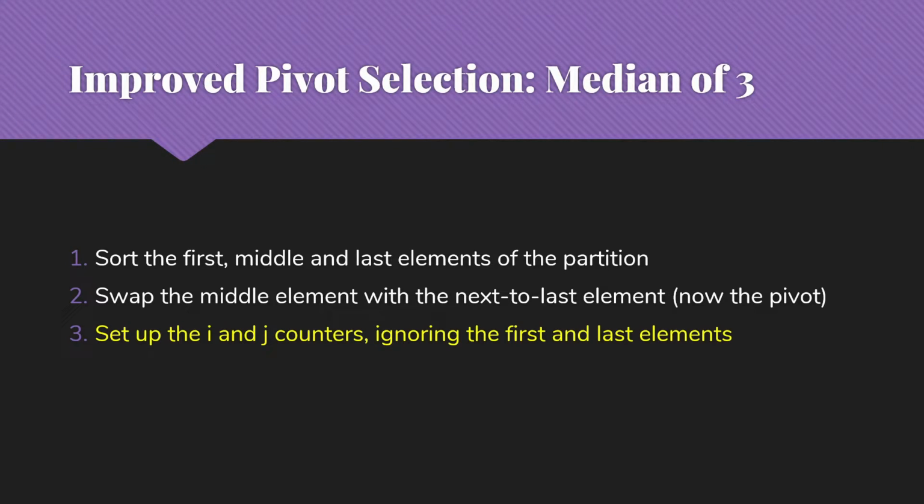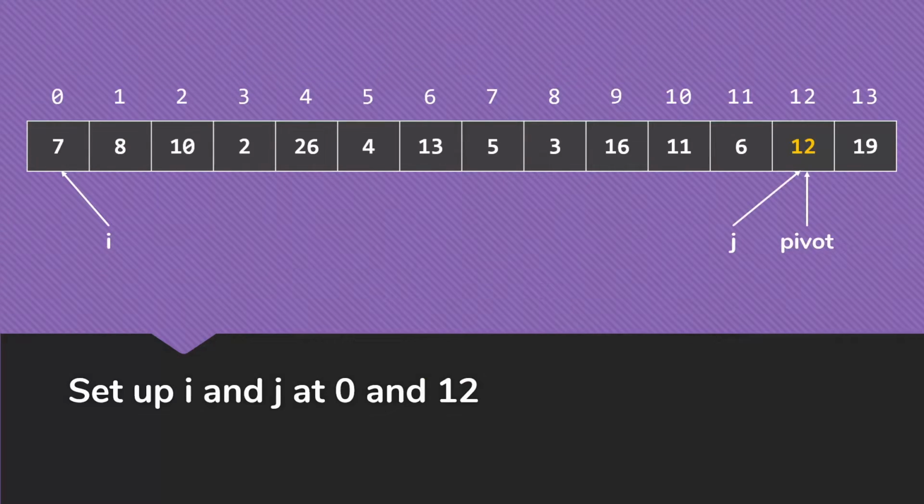So now we're going to set up the I and J counters, but we're going to set them up so that they ignore the first and last elements, because we know that the first element in the partition is smaller than or equal to the pivot, because that's how we sorted them. And we know that the last element in the partition is greater than or equal to the pivot. So we can ignore those. They are in the right partition after the process. So we're going to set up our I and J so that we will ignore them in the partitioning process.